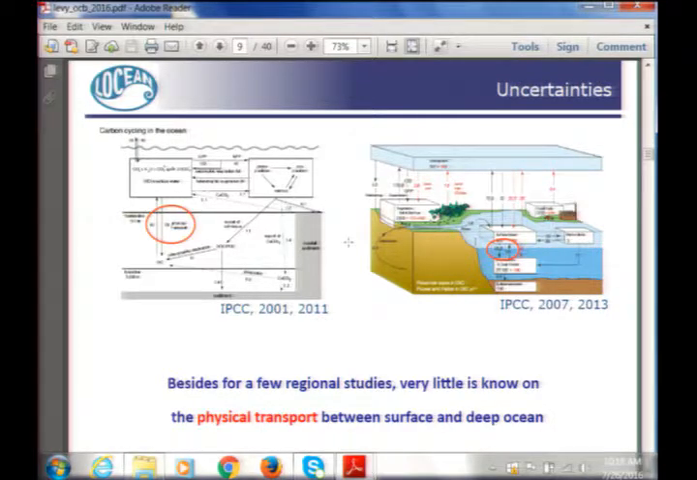In addition to this, there were a few regional studies that have looked at very specific regions. I can think of one by Suzanne Lozier in the North Atlantic, where they specifically looked at how physical transport was transporting the DIC from the surface to the deep ocean. But clearly, before Laurent Bopp and myself started this work, there was very, very little knowledge about these fluxes of DIC between the surface and the deep ocean.